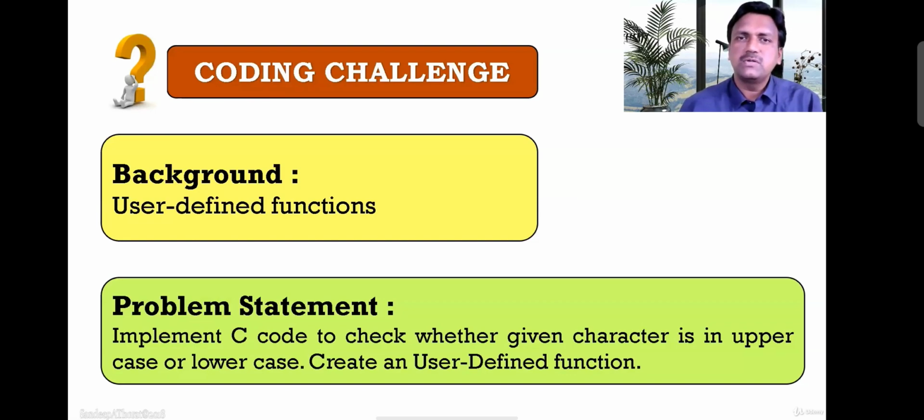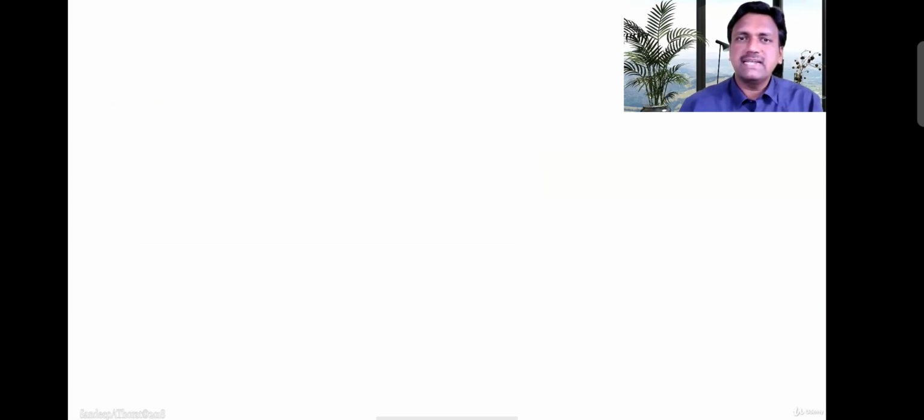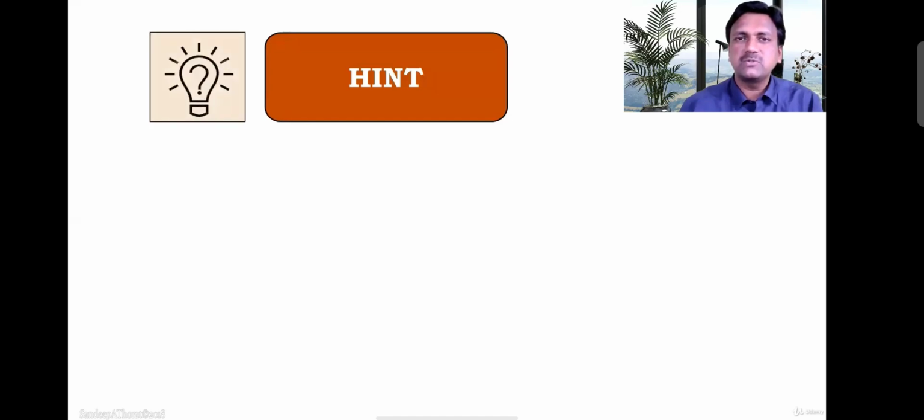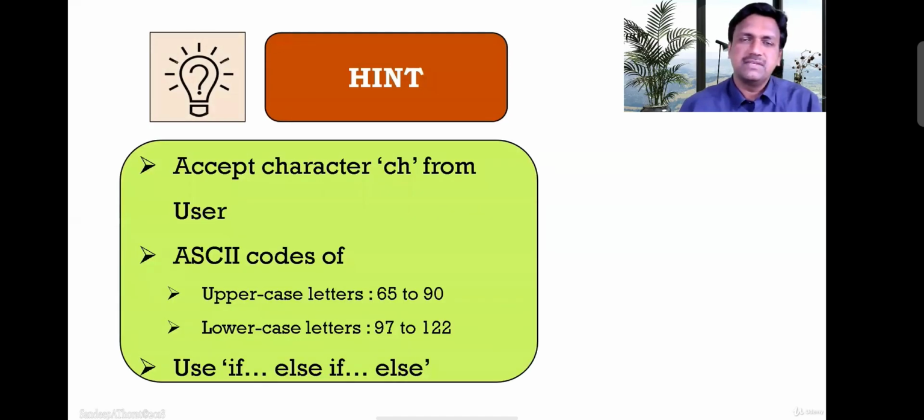So I appeal to you to implement this code on your own. But before proceeding, let me give you some hint about how to go ahead with this coding challenge. You can follow this sequence of actions. You can accept a character from the user and check the ASCII value of that character. If the ASCII value is in between 65 and 90, then it is in uppercase. If the value is between 97 to 122, then that character is in lowercase. So with this small amount of information, you'll be able to solve the given coding challenge.